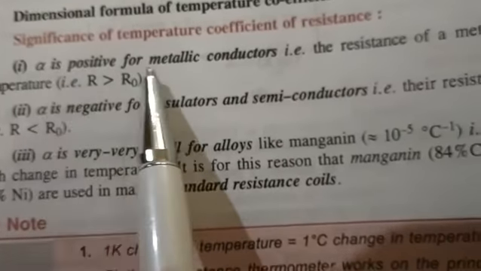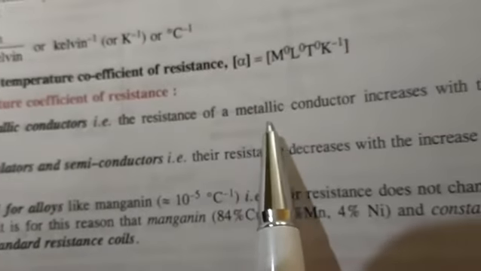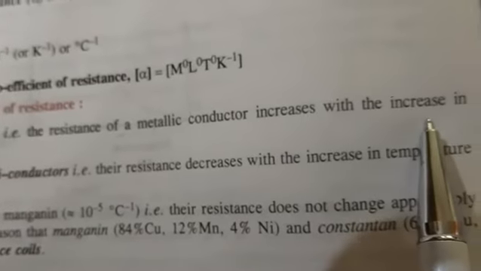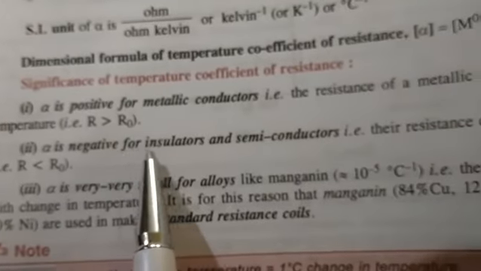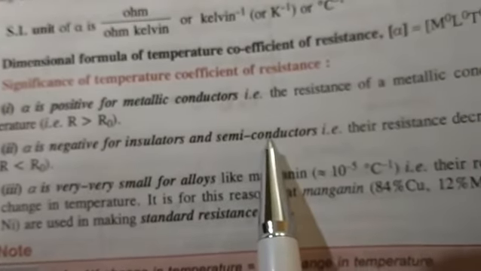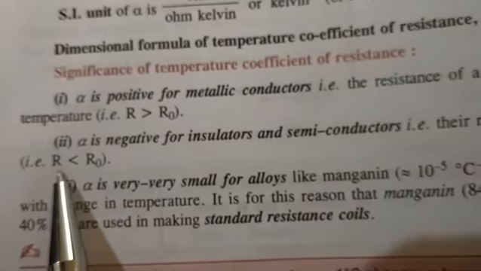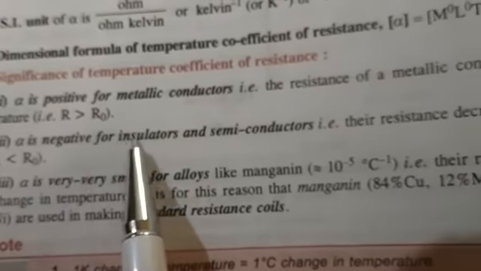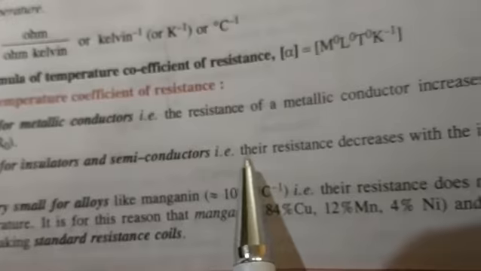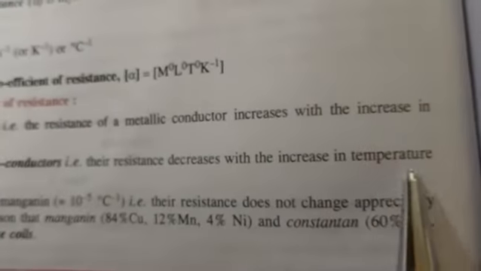Alpha is positive for metallic conductor, the resistance of metallic conductor increases with the increase in temperature. So alpha is negative for insulator and semiconductor because its resistance decreases. So new resistance will decrease and original will be more. So alpha is negative for insulator and semiconductor. That is, the resistance decreases with increase in the temperature.